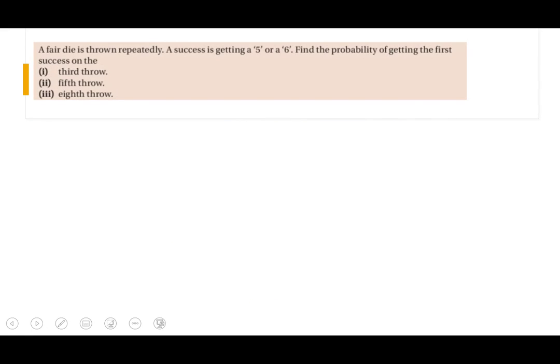A fair die is thrown repeatedly. A success is getting a 5 or a 6. Find the probability of getting the first success on the third throw, fifth throw, eighth throw. So the probability of success here, P, is getting a 5 or a 6. Now there's 1 5, 1 6, so 2 options out of a total of 6. So that's a 1/3 chance of success. So the probability of failure is 2/3. And we tend to just use P is equal to 1/3 and Q is equal to 2/3.